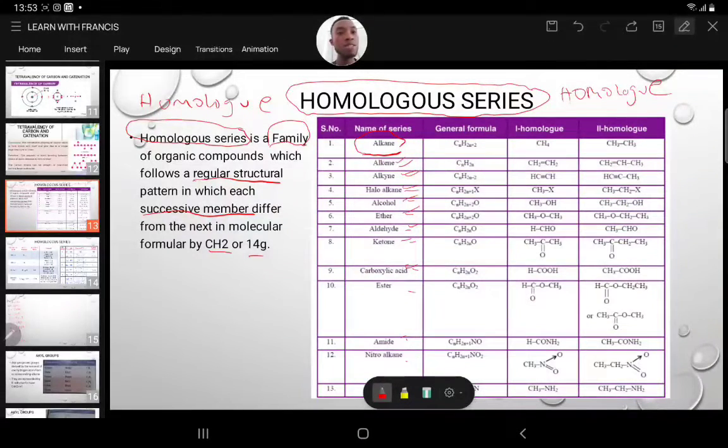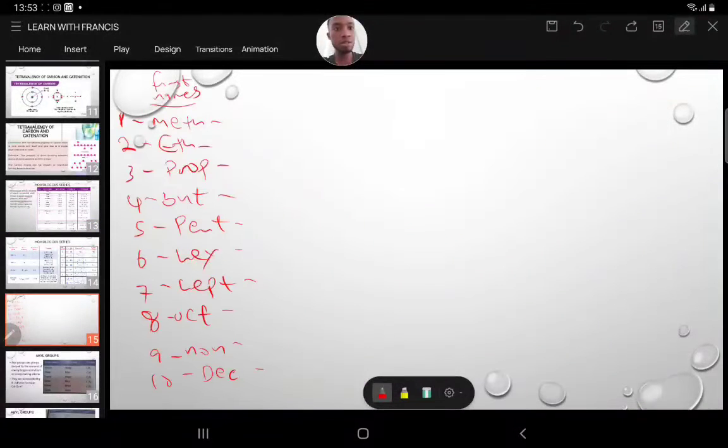So let's look at this regular structural pattern, because remember we said which follows a regular structural pattern, in which each successive member. So we're going to look at regular structural pattern and each successive member. In every family there are members of the family. So you want to count, you start from father, mother, firstborn, secondborn, thirdborn, fourthborn. Each of these families has its own firstborn, secondborn. So let me quickly go here.